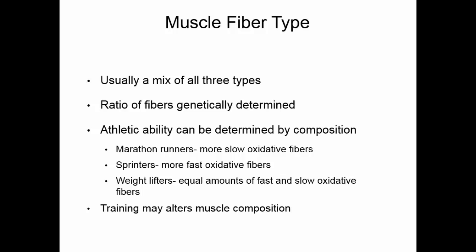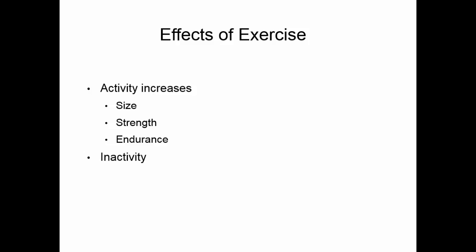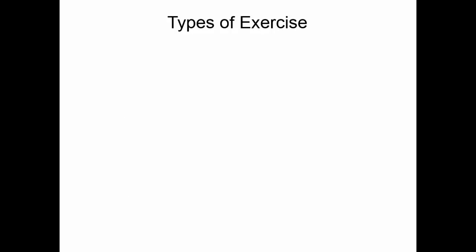Now, with training, you can alter your muscle composition. When you exercise, the activity will increase the size, the strength, and the endurance of your muscles. If you are inactive, you will lose mass and strength, and the muscles may even atrophy. When a muscle atrophies, it has lost so much mass and strength that even if stimulated, it can't respond. There are different types of exercise that can help you with your muscle activity. There are two basic types of exercise.